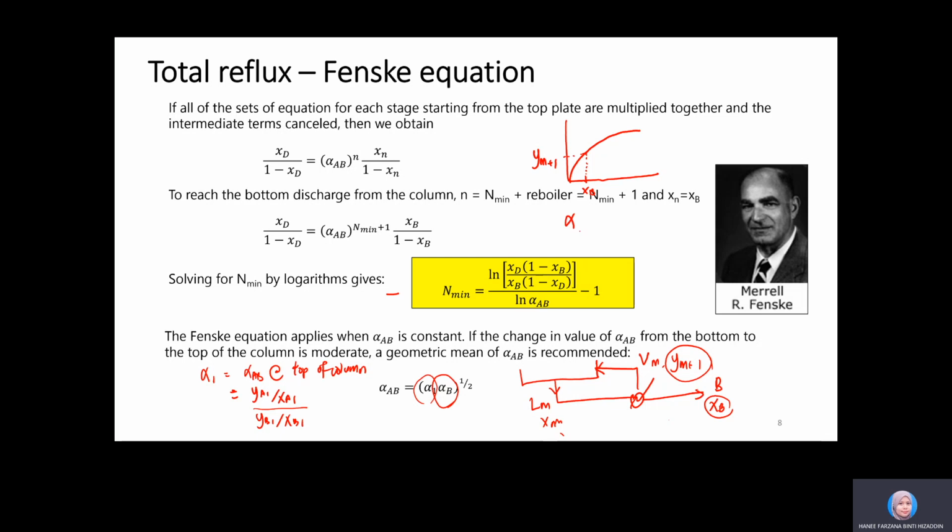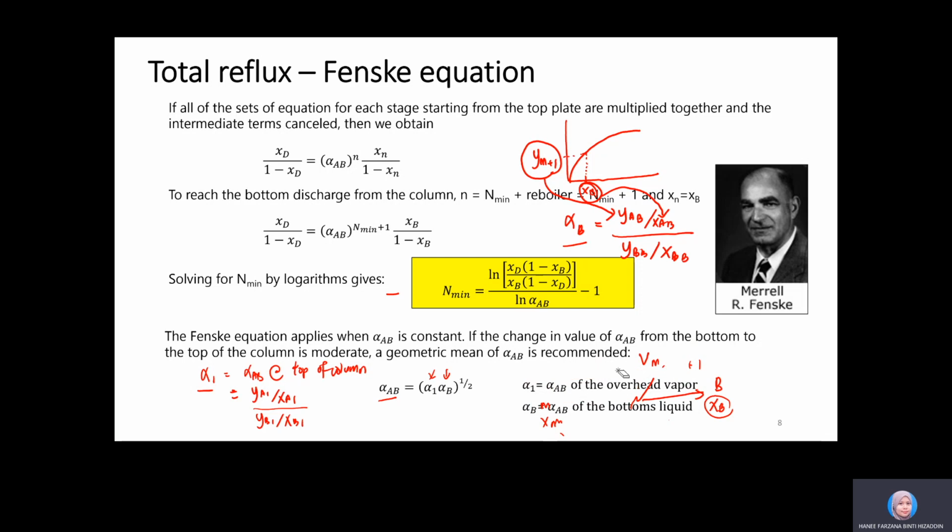Then you can calculate the alpha B. Alpha at the bottom of the column is y of A at the bottom divided by x of A at the bottom, divided by y of B at the bottom divided by x of B at the bottom. Just be careful: this value here refers to the composition of A at the bottom, and this YM plus 1 value refers to the composition of A in the vapor at the bottom. You get the composition of B by 1 minus the composition of A, both in the vapor and liquid phase. That's how you get alpha B, and that's how you get alpha 1. Then you calculate the geometric mean of alpha AB by substituting the numbers here and taking the square root. So this is the definition of the terms alpha 1 and alpha B.